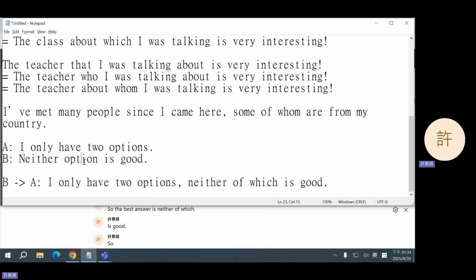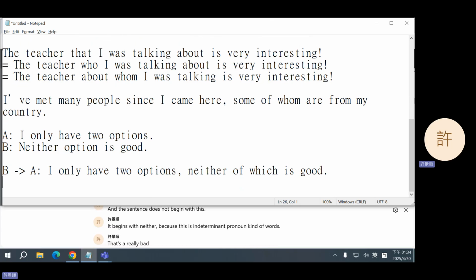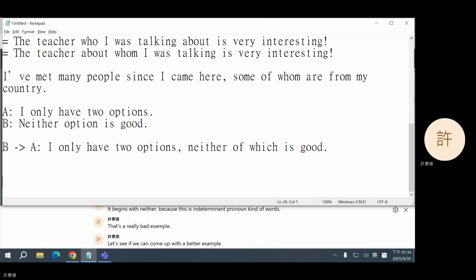So we have changed "option" to "of which", and the sentence does not begin with this. It begins with "neither" because this is an indeterminate pronoun kind of word. That's a really bad example. Let's see if we can come up with a better example. Oh, there's an easy fix.